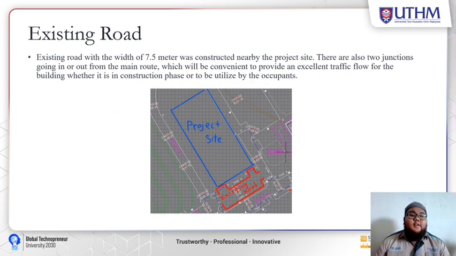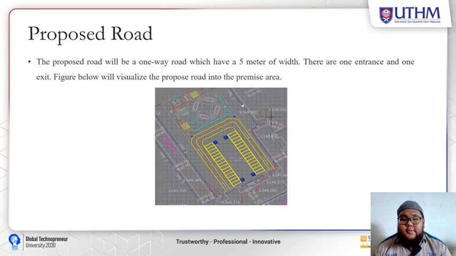Existing road. An existing road with the width of 7.5 meter was constructed nearby the project site. There are also two junctions going in or out from the main road, which will be convenient to provide an excellent traffic flow for the building, whether it is in construction phase or to be utilized by the occupants.